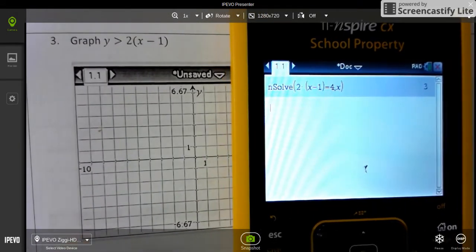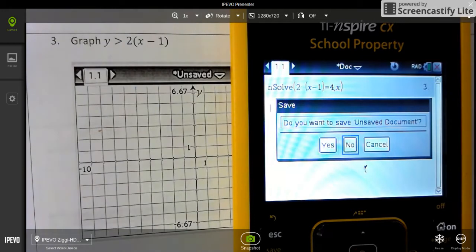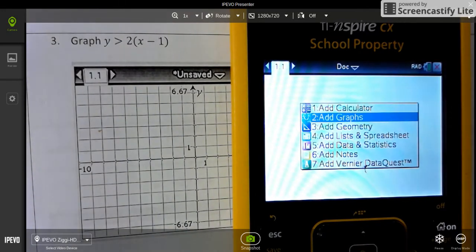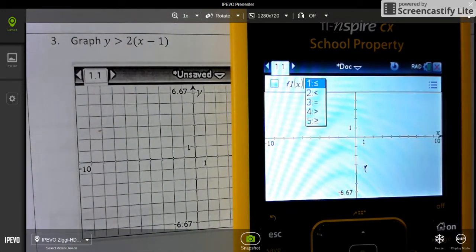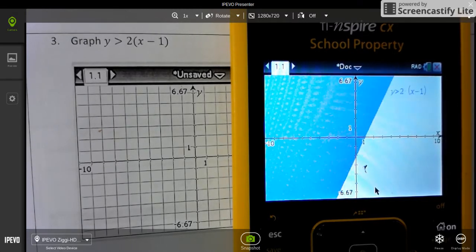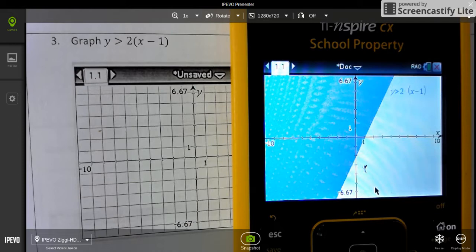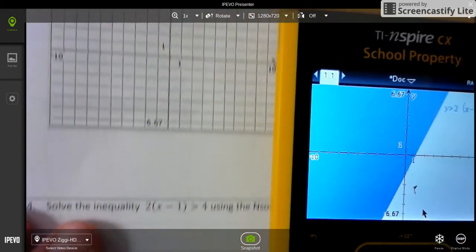Number 3, let's graph the inequality using the NSPIRE. So you're going to do On, New Document, No, Add Graph, and delete the equal sign. When you do that, you can pick your inequality. In this case, we'll pick the correct one: 4 is greater than 2 parentheses x minus 1, enter. And that is how you graph an inequality using the NSPIRE. Let's move on to number 4.